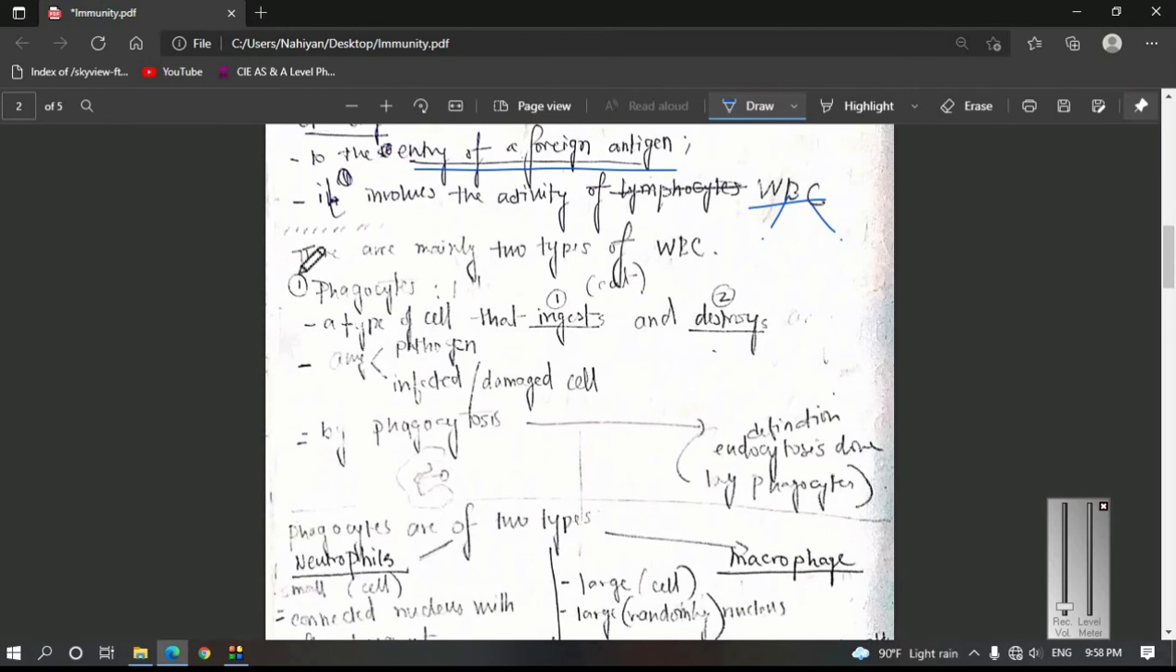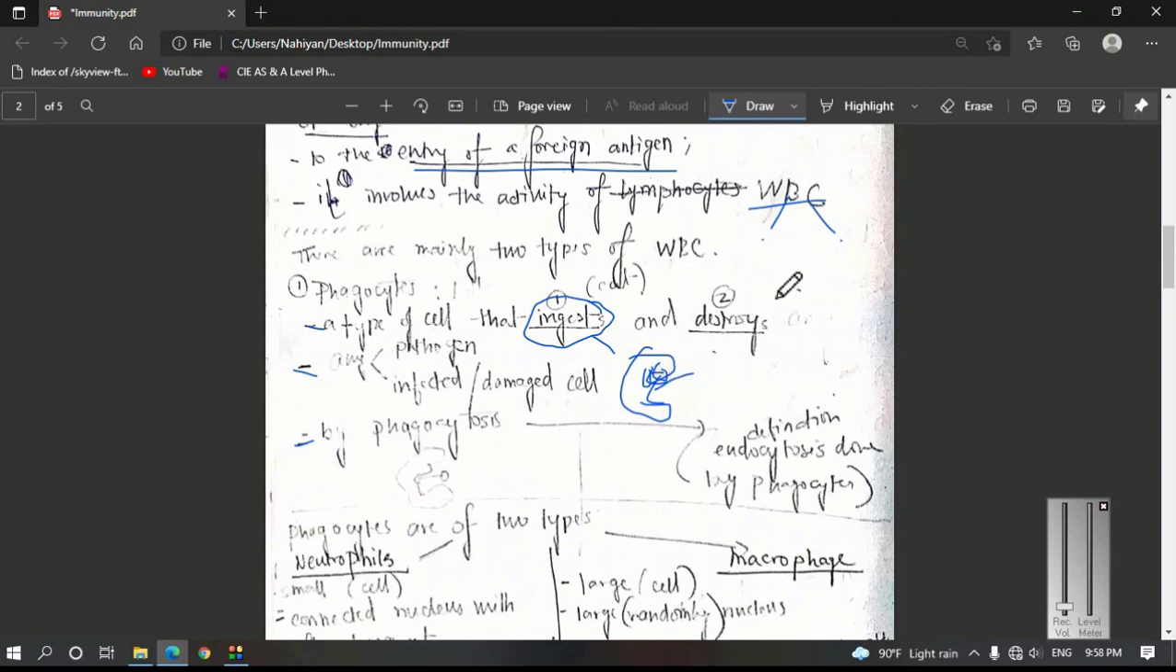And so there are two main types of WBC. First one is the phagocyte. You have to know this definition too, if you're asked. It's a type of white blood cell that ingests, like eating it, taking it in, and then after it is inside, it destroys it, usually by using lysosome enzymes and stuff.